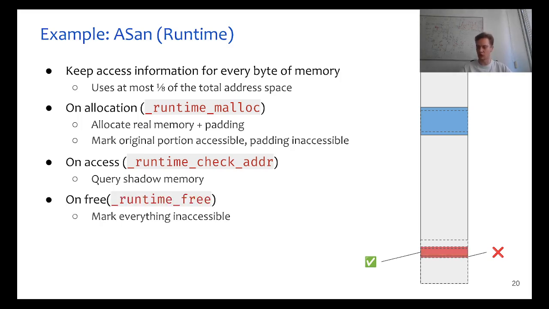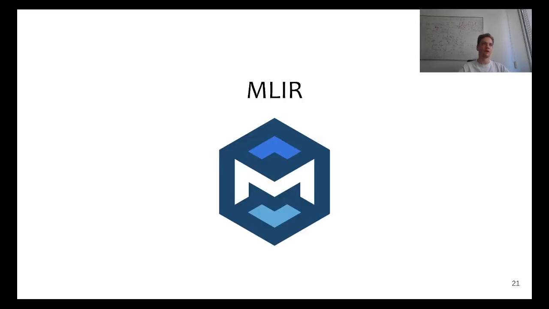And then, of course, just to complete everything, if you have a free, which is now overwritten by your runtime free, you just mark everything as inaccessible. Should you then again have a runtime check, this would basically tell you, oh, this is a use after free. Yeah, very simple. So with that, we are done with sanitizers.